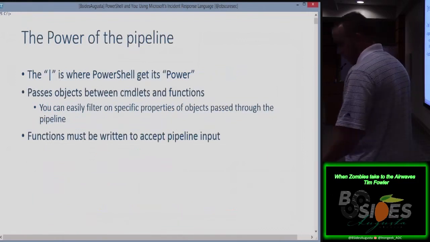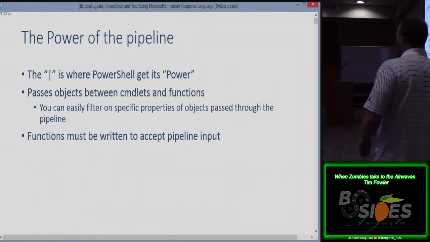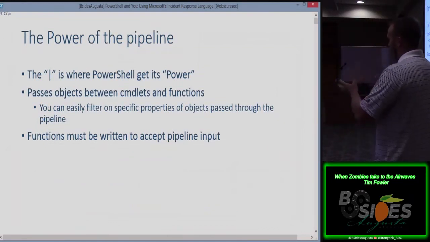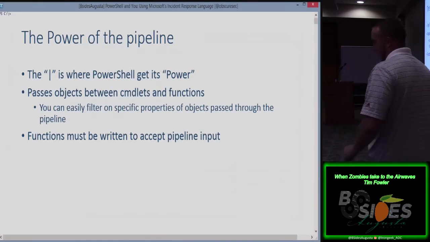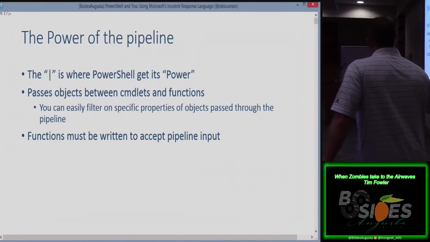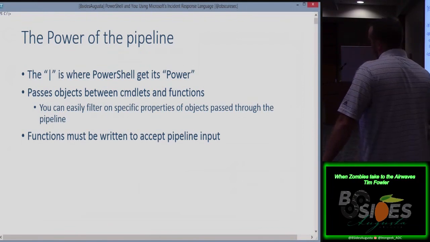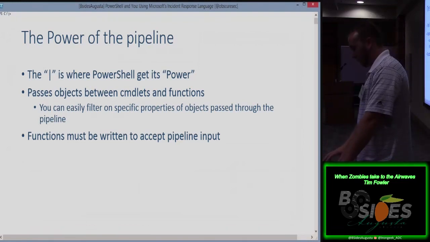All right, so the pipeline is how you glue things together. You run one cmdlet that's going to return objects. When you take that and send it to another cmdlet or between your own functions, you're using the pipeline. So you can filter on exactly what you need in the pipeline using $_ and then you can use a dot to call different properties. In order for your function to accept pipeline input, you've got to write that in, and it's actually pretty easy to do.